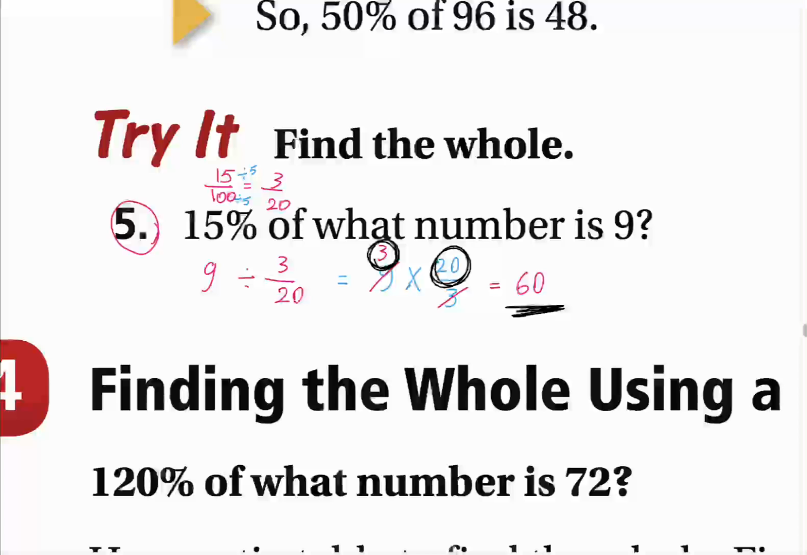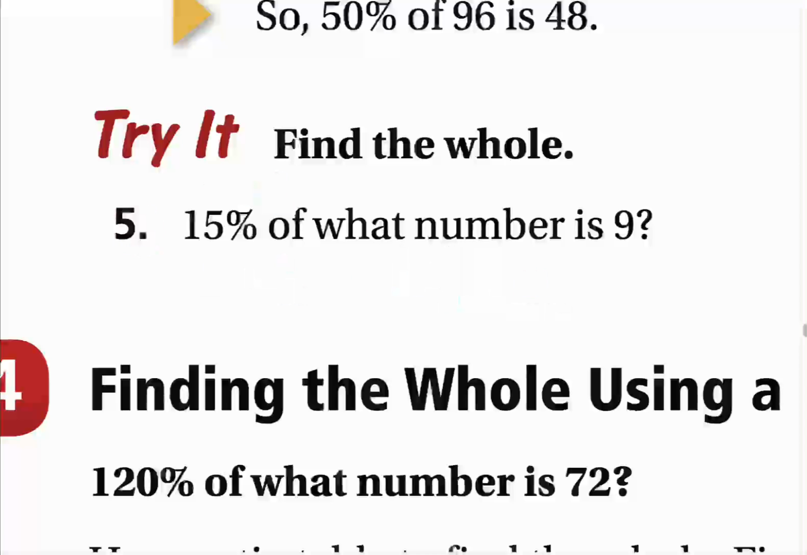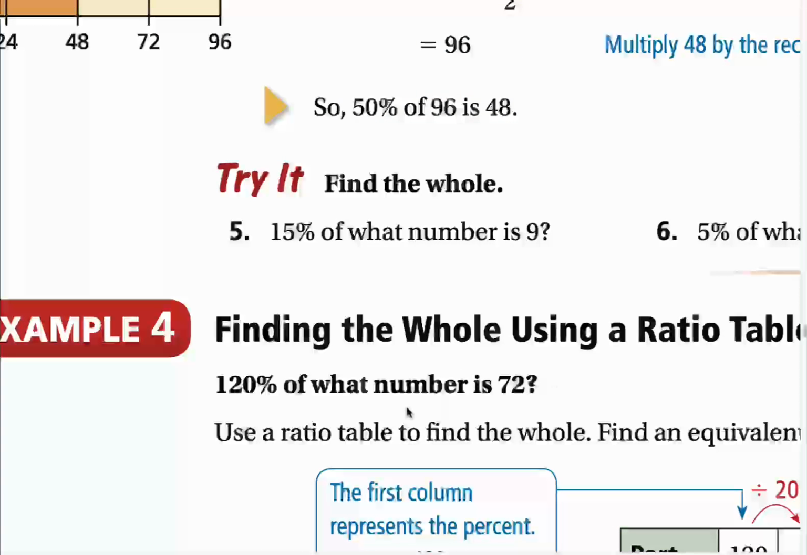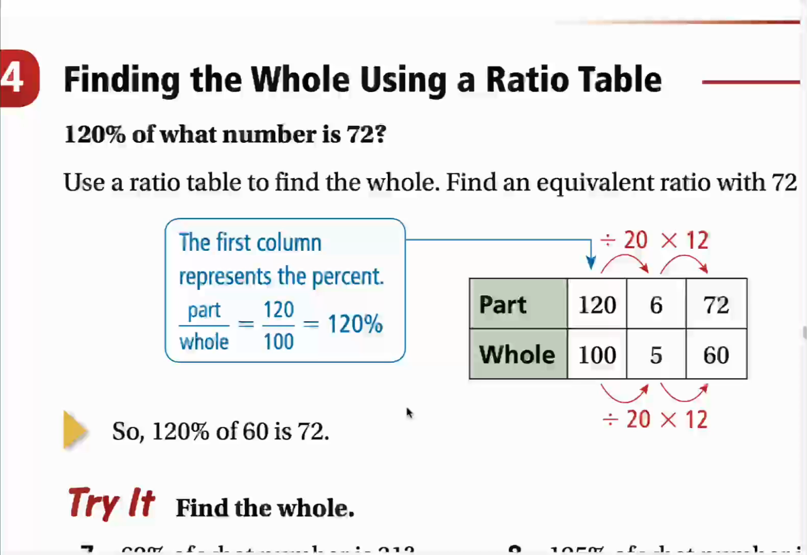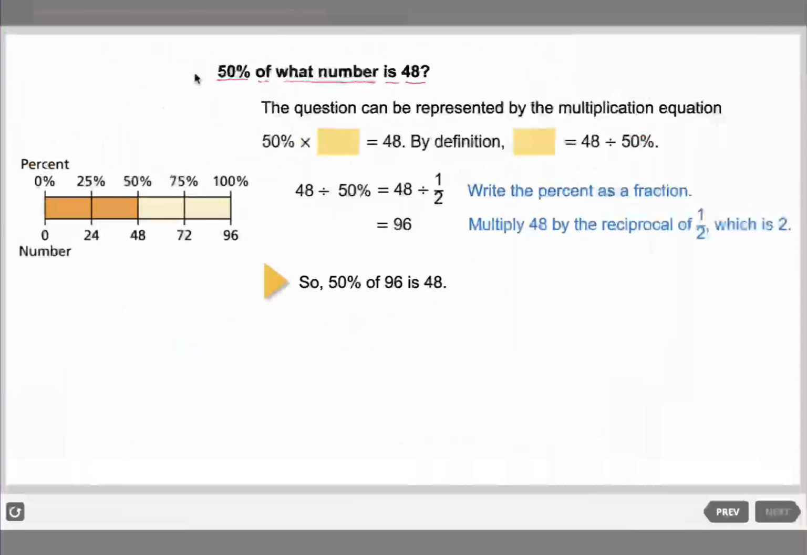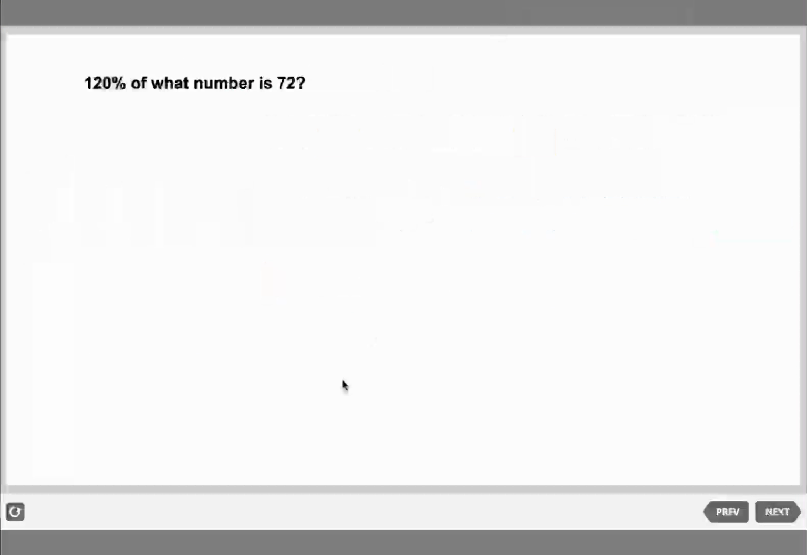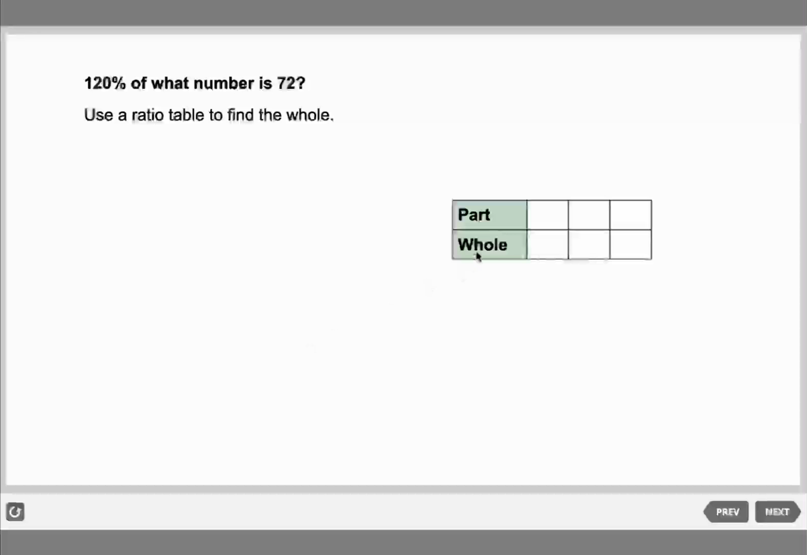Okay, now let's see another way to do the same using tables. And for this, we have example 4. I will use this page. 120% of what number is 72? As we did yesterday, we will use a table. But remember, in this table, we should write what in the part and what in the whole.